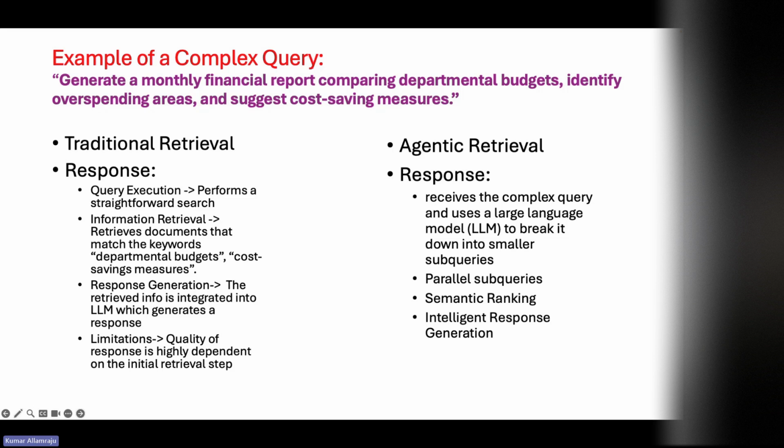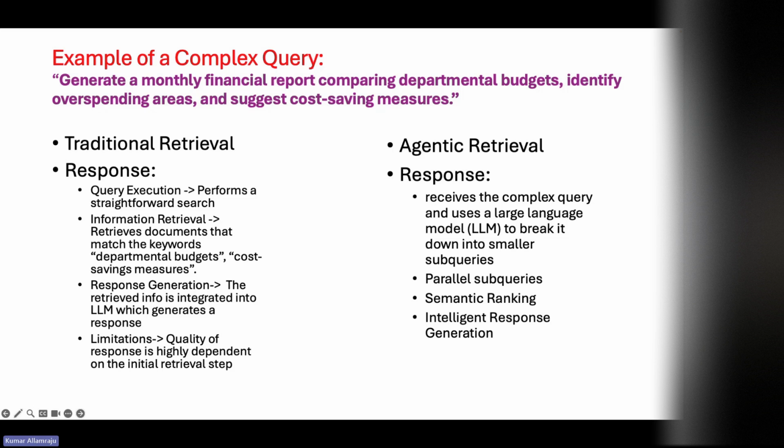So here, once again, I'm asking a complex query: generate some financial data based on the budgets. Typically what happens in this case, and again, for traditional retrieval, we all know it's static in nature. It all depends on the initial retrieval system. But for such a complex query, agentic retrieval breaks it down into small queries.